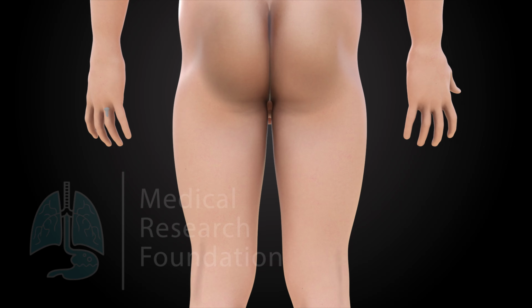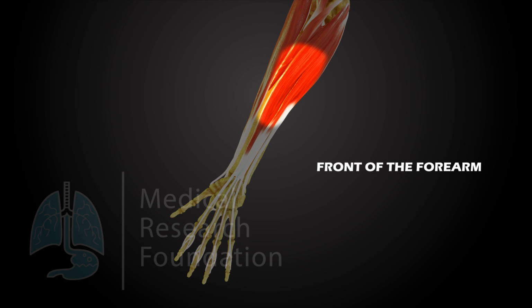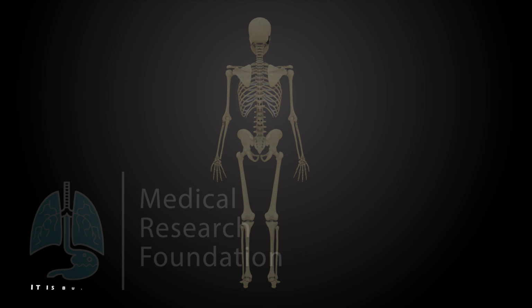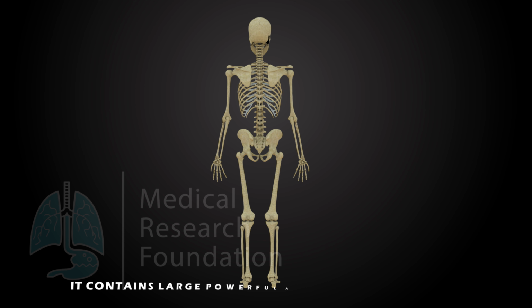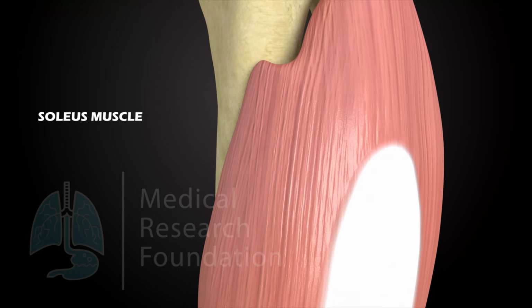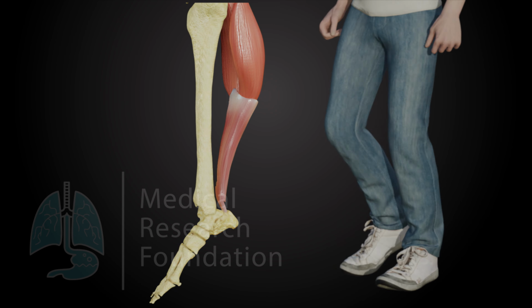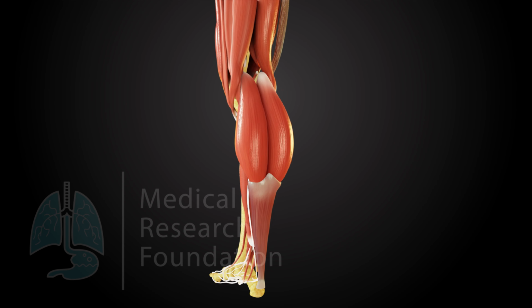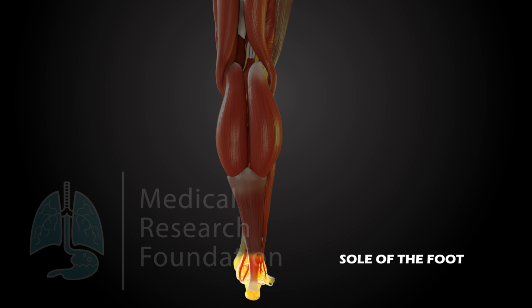The back of the leg is also called calf. It corresponds to the front of the forearm. It is the bulkiest of the three compartments of the leg because it contains large, powerful anti-gravity muscles, such as gastrocnemius and soleus muscles, which raise the heel during walking. The posterior compartment of the leg is continuous superiorly with the popliteal fossa and inferiorly with the sole of the foot.